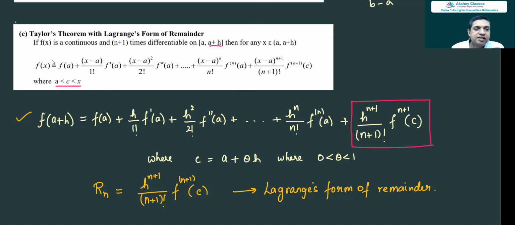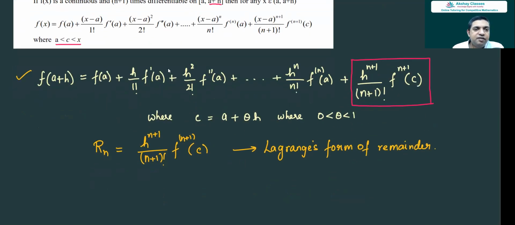Now this is called Taylor's series expansion with Lagrange's form of remainder, expanded about x equal to a. All right, this is Taylor's theorem about x equal to a. Now you see, we can show that Lagrange's mean value theorem is just a subset of this Taylor's theorem.